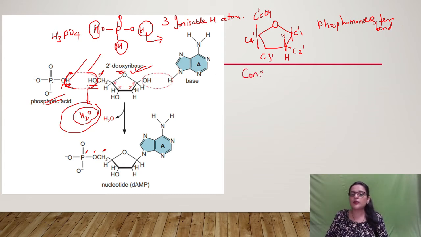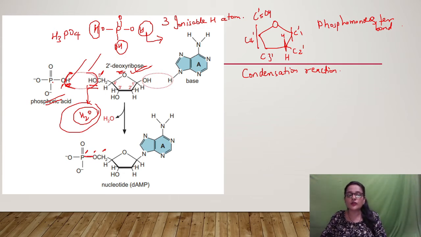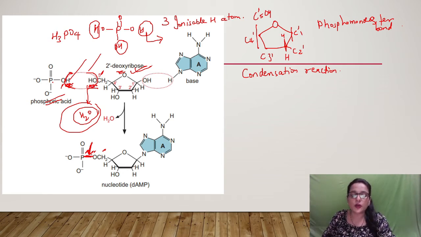That is, this is a type of condensation reaction, and when this water molecule leaves this reaction, we get a bond which is called a phosphomonoester bond. See over here, this bond is our phosphomonoester bond. This phosphoric acid will give H, and OH, the sugar will give our OH. So this is our phosphomonoester bond.